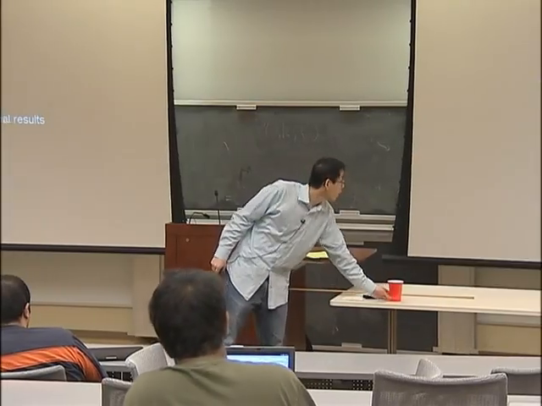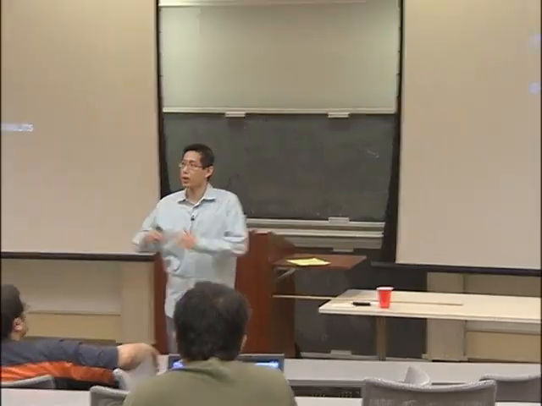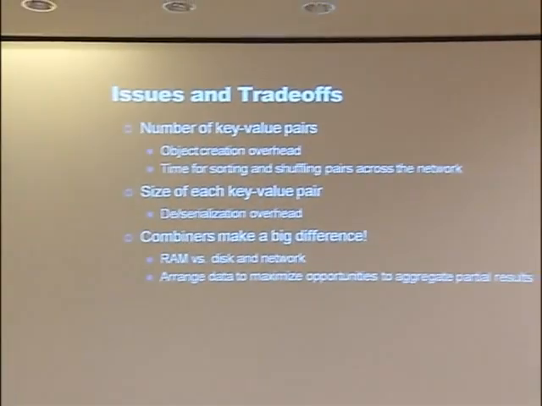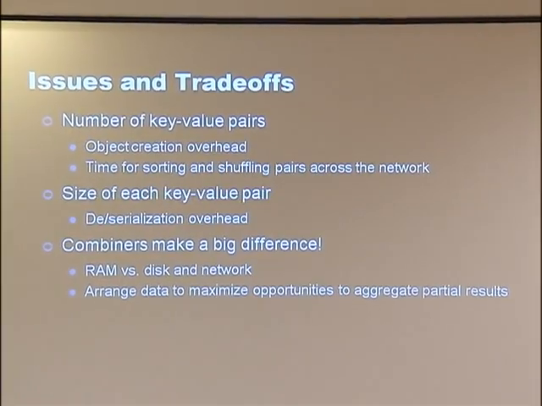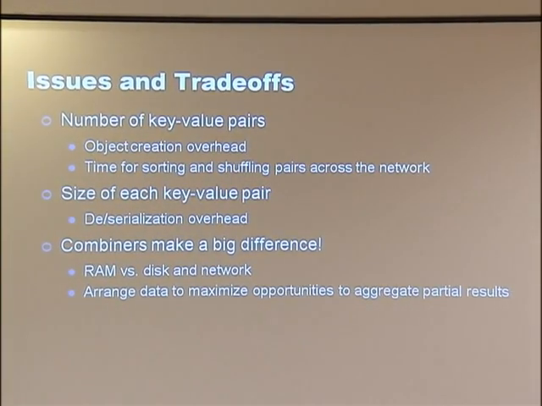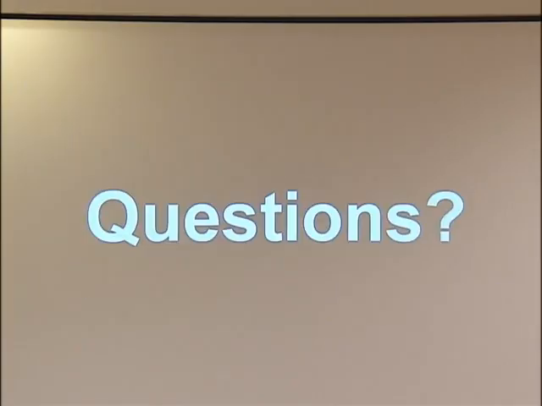Oh, perfect. So there are just these trade-offs that you need to think about: the number of key value pairs versus the size of each individual key value pair, the serialization and deserialization overhead of moving very complex objects around the network, and the difference between your usage of RAM versus disk and network. Okay, so, any questions?